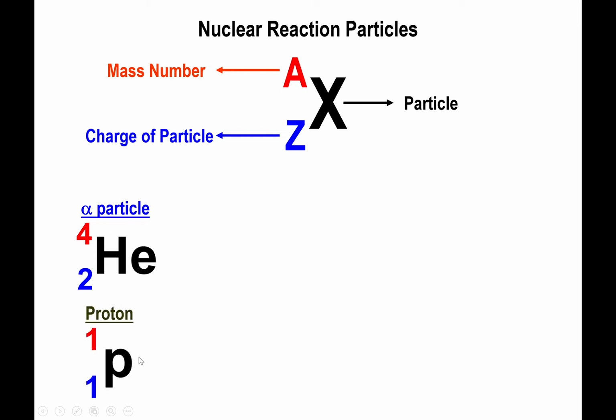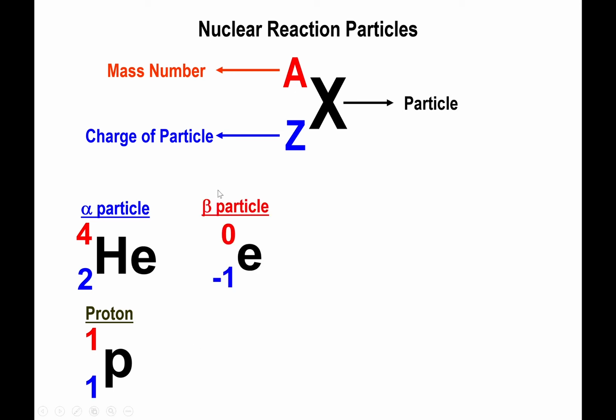Another one that I may use from time to time, although probably I'll just use the element symbol H instead of lowercase p, is the proton. The proton is basically a hydrogen atom minus an electron, but it does have a +1 charge, and it has an atomic mass of 1.